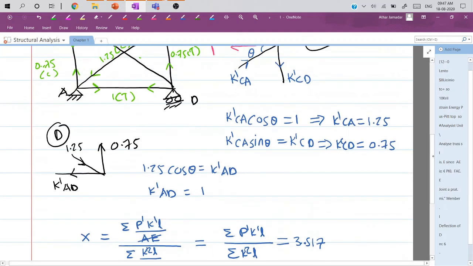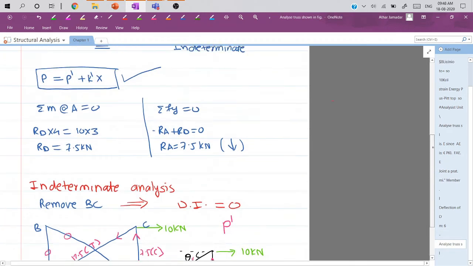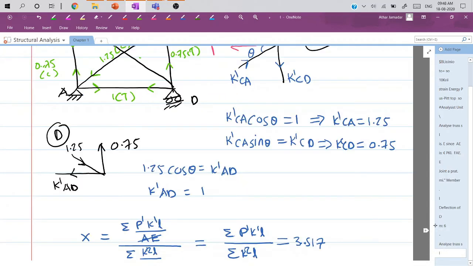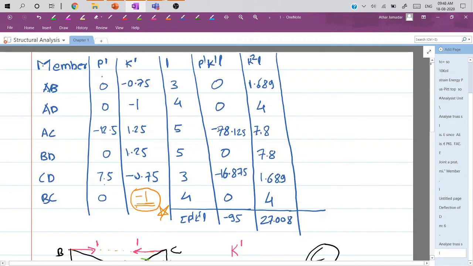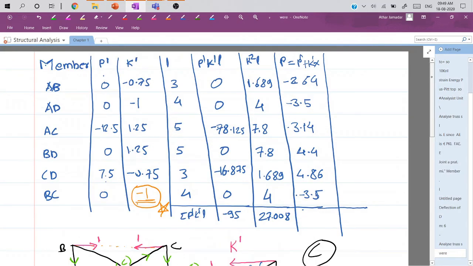Okay, and now if you see in this formula, we have found out P dash, K dash and X. X will be common for all members, while P dash and K dash will be different for each member. So now in this table, the final force P is equal to P dash K dash plus KX. I will directly write that down now. So now these are our final forces in the members considering the effect of indeterminacy.